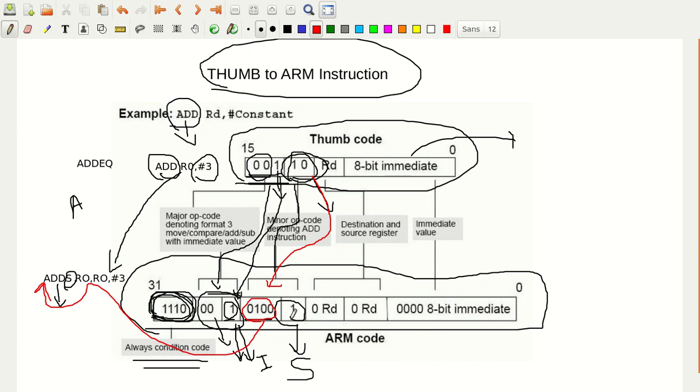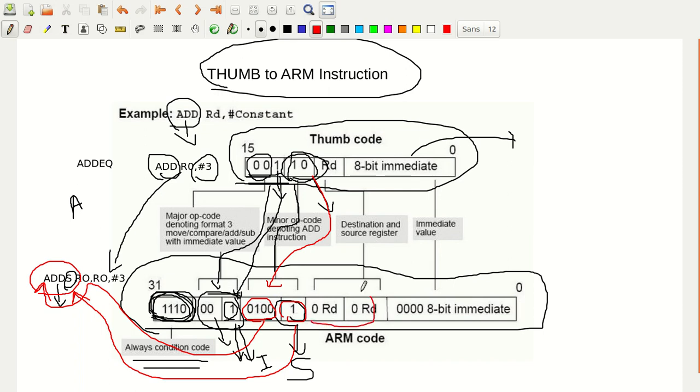So the next bit is attached here, because of the updation of the status flag. Whenever add comes, the status flag has to be updated. But we don't write S specifically in the case of Thumb instructions. So by default it gets converted into ADDS here. That is what you have here.